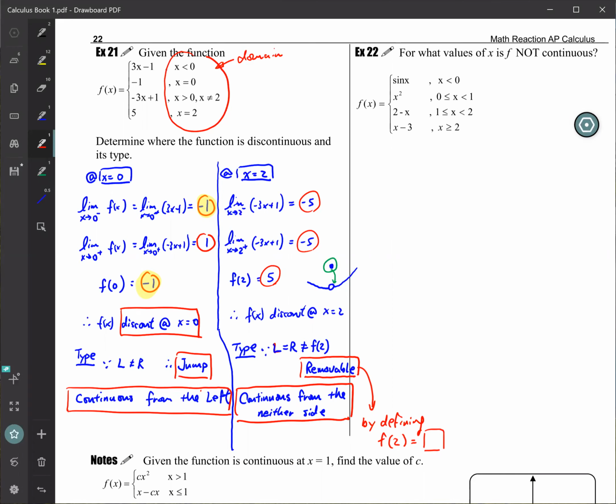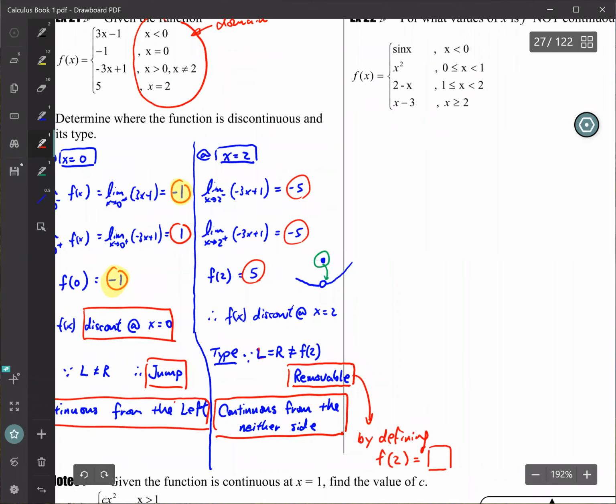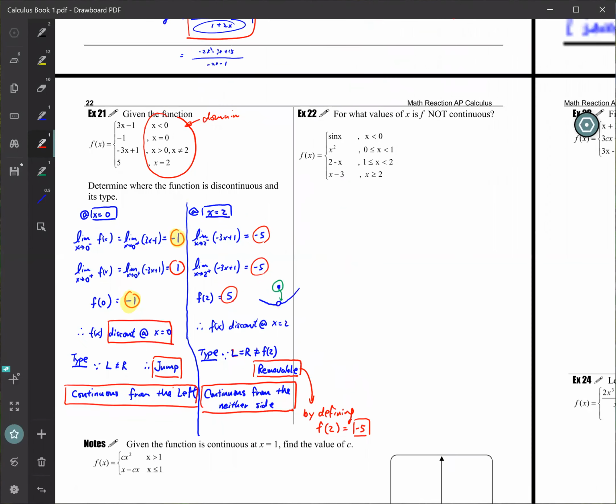Wait, sorry, could you repeat that? You were kind of cutting out. Okay, because f of 2 is 5, that's why it's not continuous, right? If I want to make it continuous, what should we set f of 2 equal to? -5. Yeah, okay, so sometimes they will ask you this kind of question: what will be the new function you define to make it removable, to remove the discontinuity? So I think that's enough. That's all the new things for today.